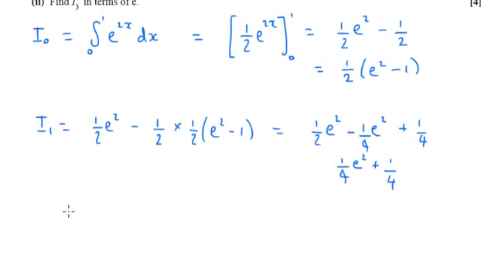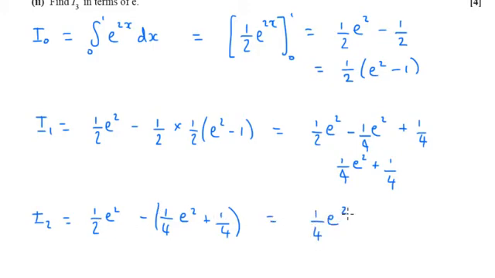I2 is going to be a half e squared minus a half times 2. So that's just going to be one lot of a quarter e squared plus a quarter, which is going to give us a half take away a quarter is a quarter, so a quarter e squared take a quarter this time.